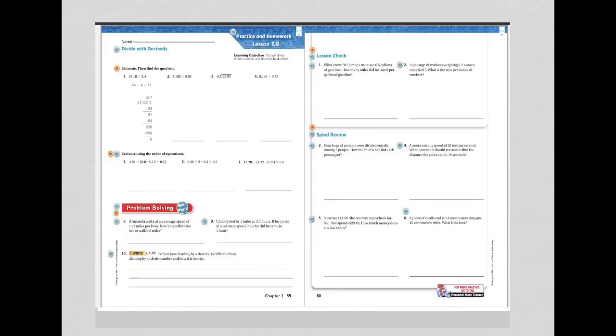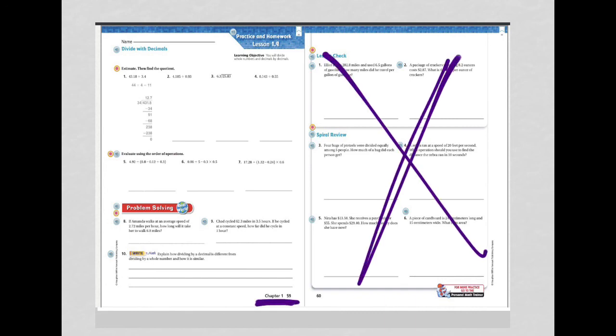So your homework here, we won't have to do this page. Let's just do page 59. Okay, let's just do page 59. So number 1 is already done for you. Go ahead and make sure that your work is shown easily. So if you do not have enough room on this piece of paper, make sure that you use a separate piece of paper so I can see all of your work.